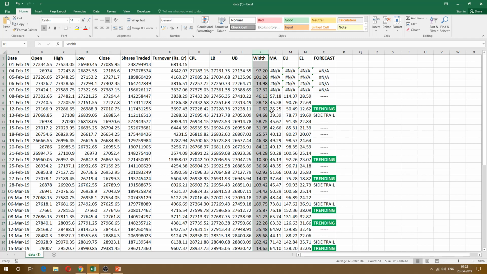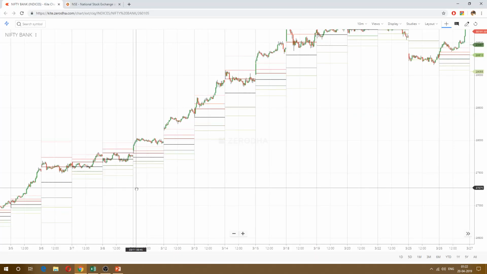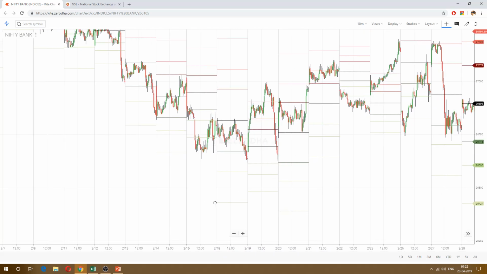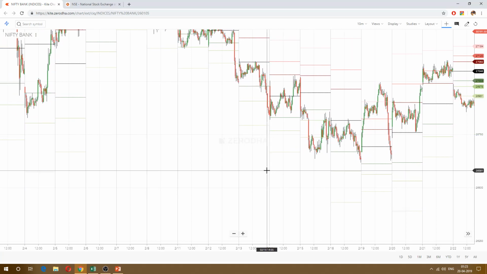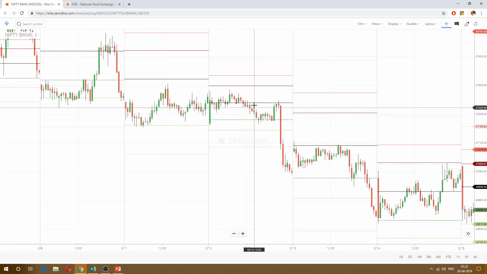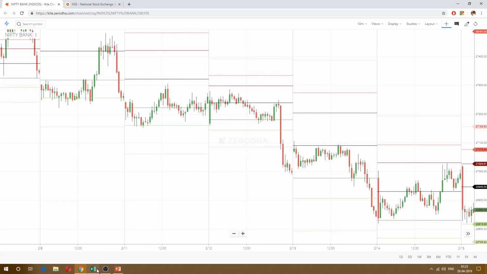Basically the width became really narrow on 12 February. These values are calculated on the previous day's data, so these are the current day's pivot lines. Let's go to 12 February. Okay, see, 12 February. This is the line of approximately 27,237.